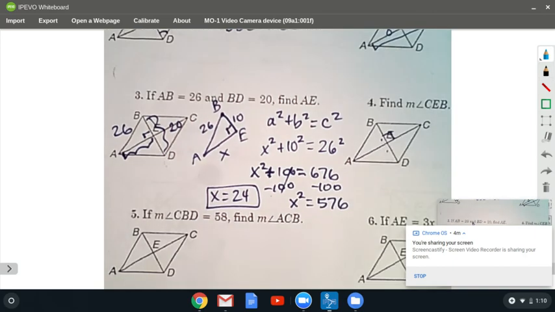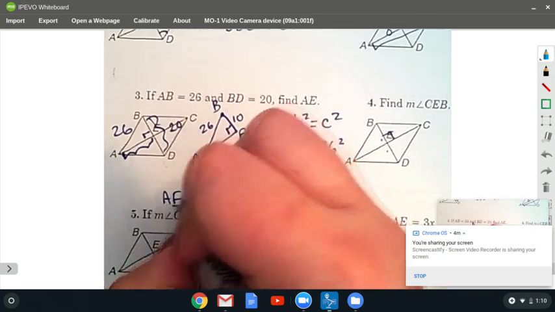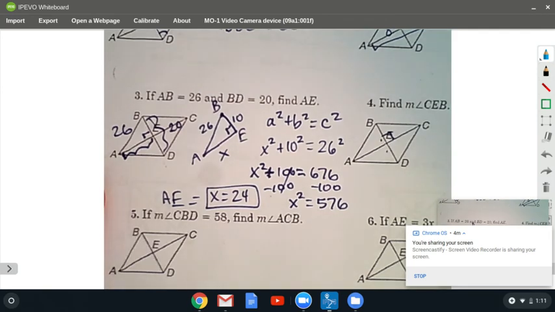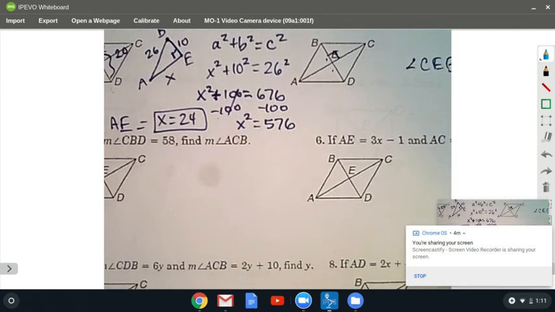So AE is 24. So that's a tricky one. So definitely want to focus on that. Okay, let's go over one that has some algebraic expressions in it.